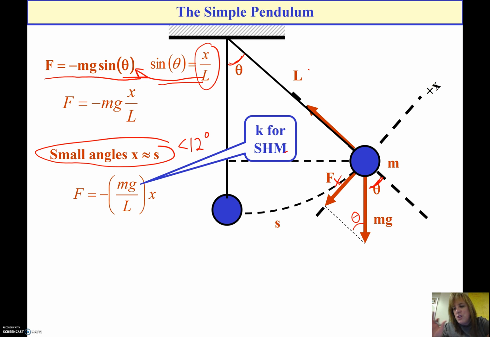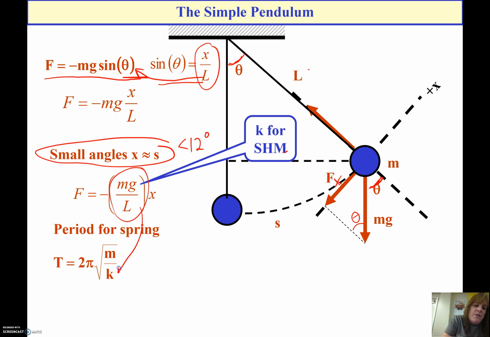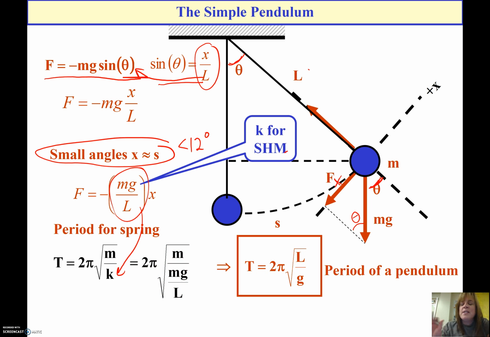Now, again, I don't know that you will need this equation, but it brings us to finding the period of a pendulum. So here's the period of a spring. In class, we talked about the period of a spring, 2 pi times the square root of the mass on the spring divided by the spring constant. So if we plug this in for k, we end up with this. This is the important part. I want you to write this down. The period of a pendulum is 2 pi times the square root of L, the length of the string, over g, the acceleration due to gravity.